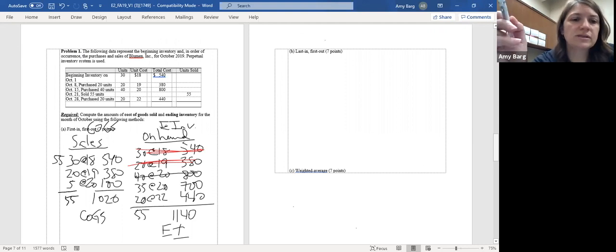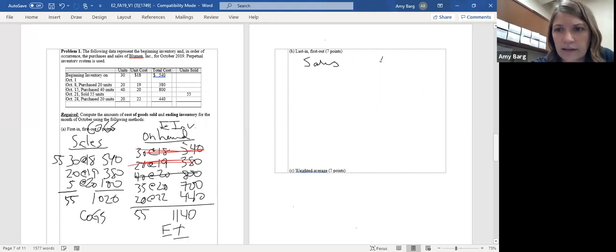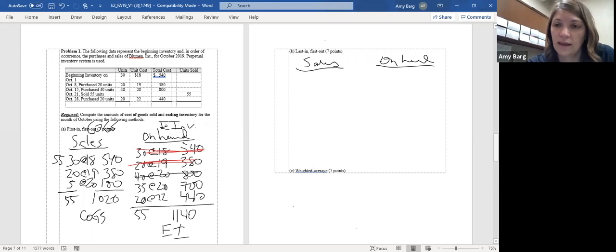LIFO is almost exactly the same as FIFO, except instead of taking from the top, we're going to take from the bottom. So we're going to set it up the same. We're going to have our sales on one side and our on hand, handwriting's bad, I'm sorry, on the other.